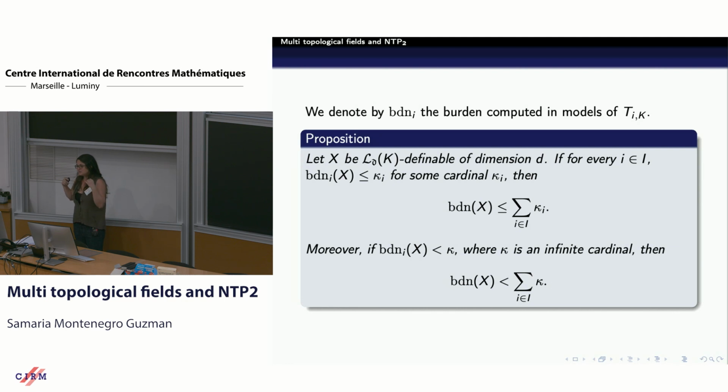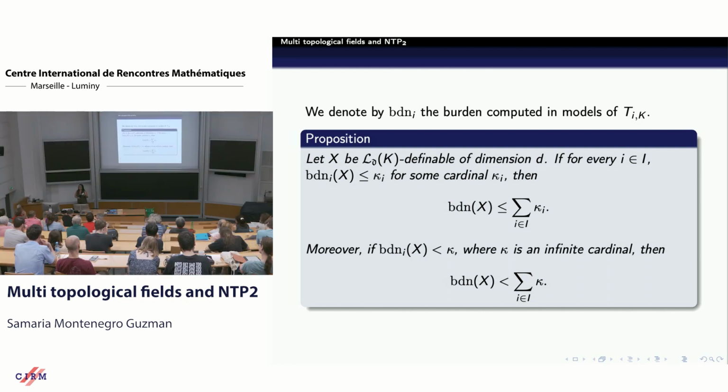So this is the theorem that we have. Suppose that you have n theories Ti and the burden bdi, computed in terms of the theory Ti, of some fixed PIC, perfect, bounded field K. We know now that the burden of a set, or of any set, is bounded by the addition: if the burden of x for each i is smaller than kappa i, then the burden of x is smaller than the addition of the kappa i, as expected. And in fact, if the inequality is strict, then you also have that it is strict.